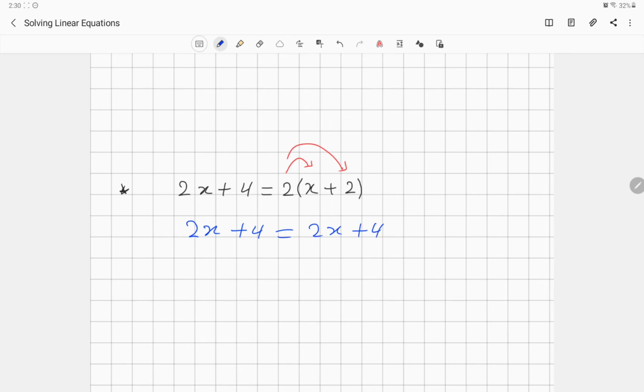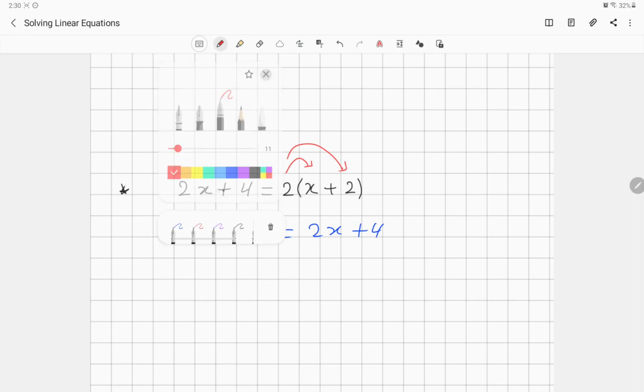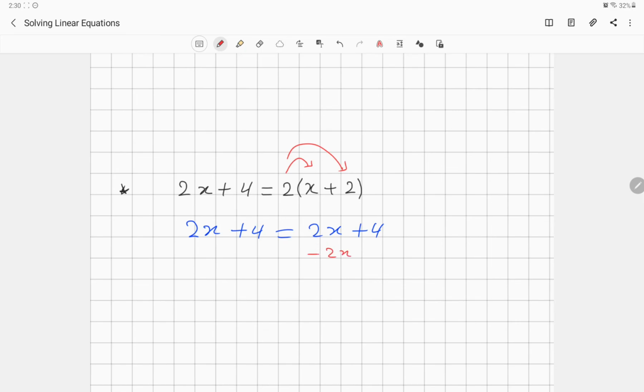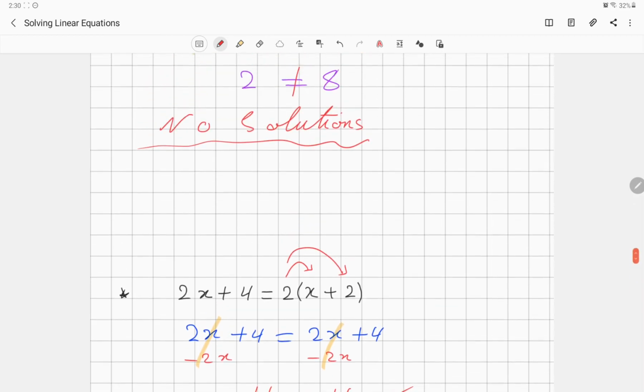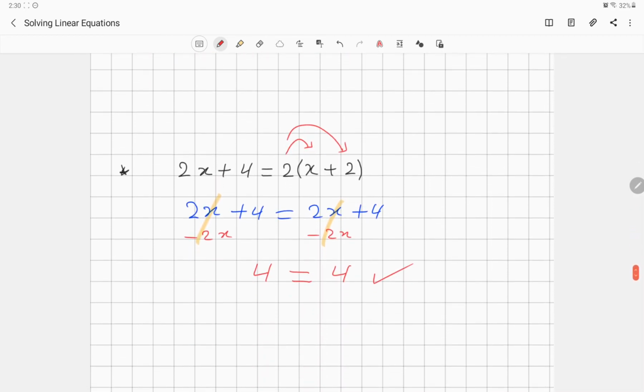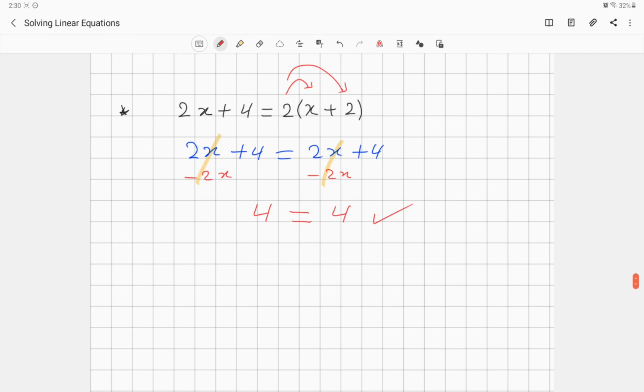If you notice here, both sides are the same. So even if you try to bring x's together, minus 2x, you will be left with 4 equals 4. In this case, 4 equals 4 is always true. It's not like the previous one, 2 equals 8. Here, 4 equals 4 is always true. What does this mean? This means that this equation has infinitely many solutions.